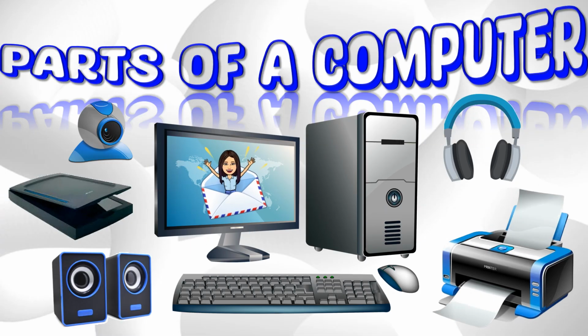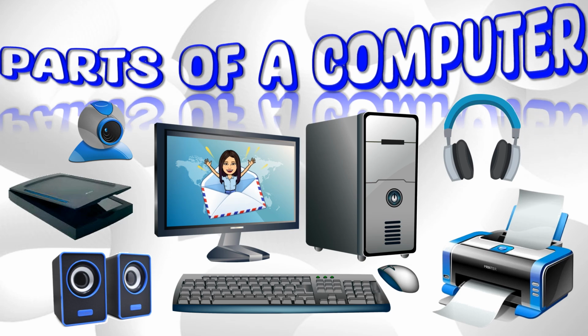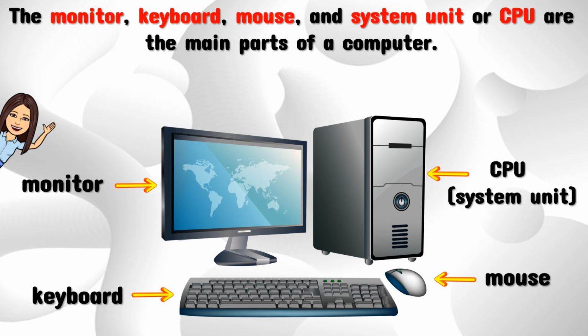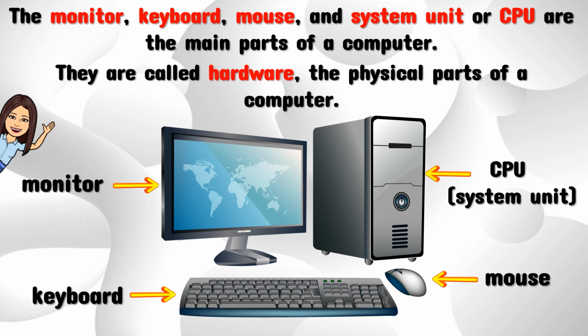Let's now discuss the parts of a computer. The monitor, keyboard, mouse, and system unit or CPU are the main parts of a computer. They are called hardware, the physical parts of a computer. They are important because if one of them is missing, the computer will not work. Let us look at each part closely.